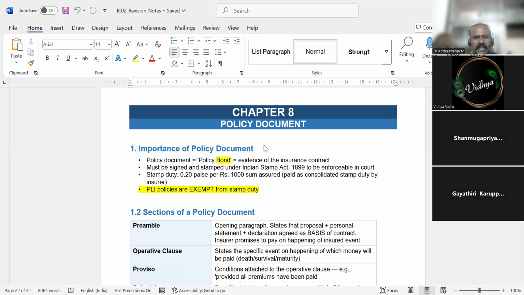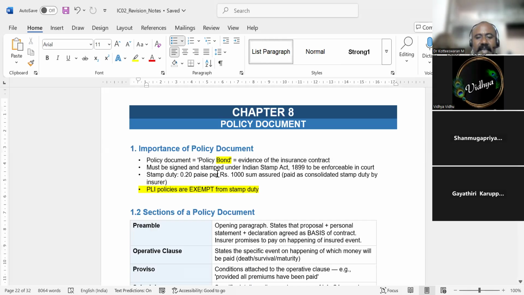So what are the things that a policy document will have? You should know the important things a policy document has, because without knowing that we cannot understand the policy documents better. So the policy document is the bond, that is the contract. Okay, evidence of the contract.